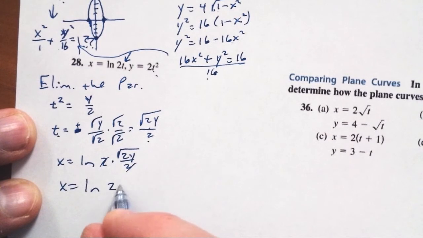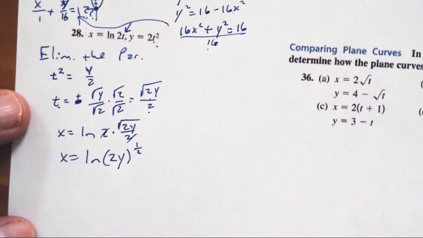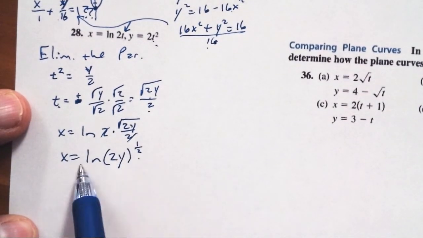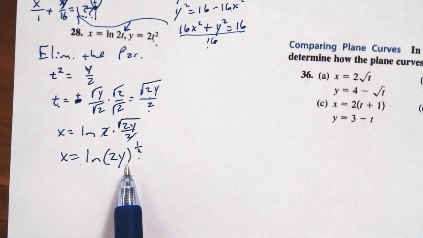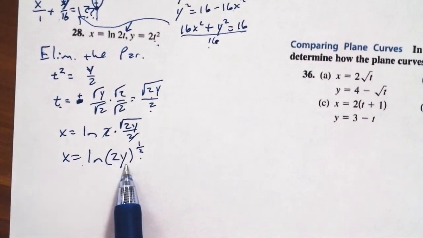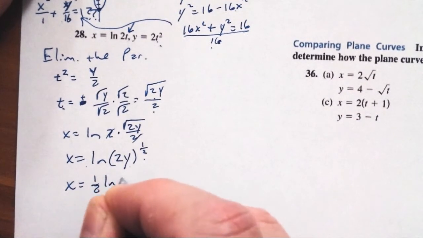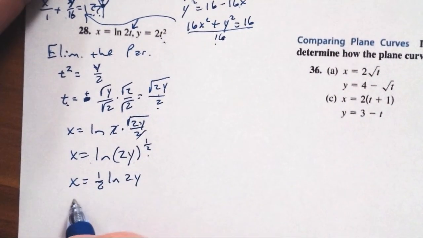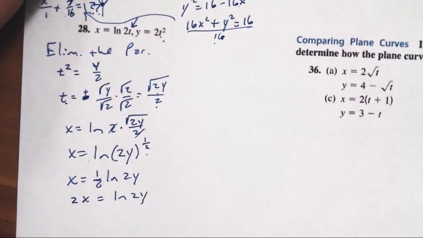square root of 2y, but that could be written as 2y to the 1/2, and if you remember your logarithm work, you'd know why we do that, because we can pull that 1/2 out in front. Now, truthfully, our work is done. We've eliminated the parameter, but we oftentimes want to try to solve for y, and there's an interesting logarithmic discussion in doing this. So I'm going to go x equals 1/2 ln 2y, or 2x equals ln 2y.